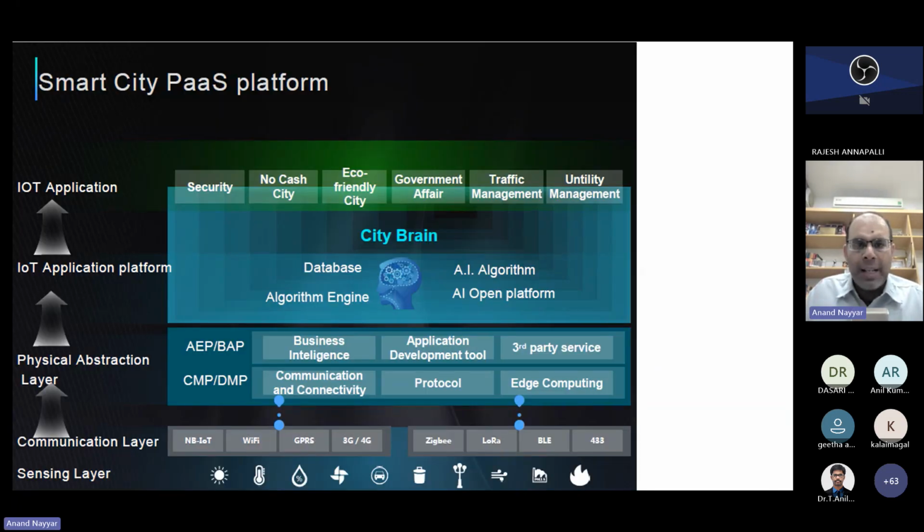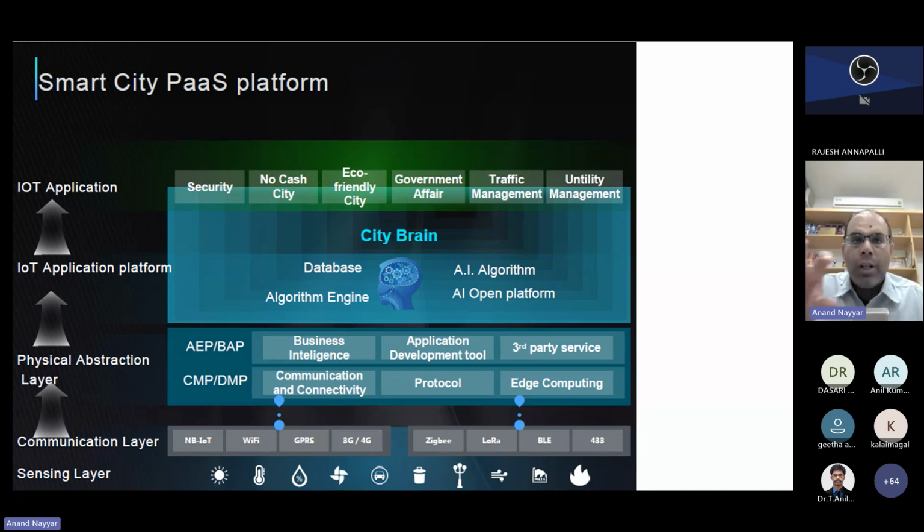So this is one of the examples that you can see. The paper is already published this year. That is a smart city based PaaS platform. You can see we have the sensing layer and the communication layer. At that end, we are using only Zigbee, LoRa and NB-IoT. We have the physical layer abstraction in terms of application tools and third party services. And in terms of IoT platform, we have designed the complete city brain.